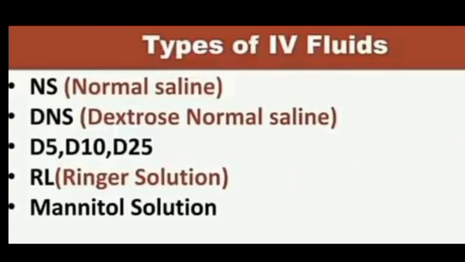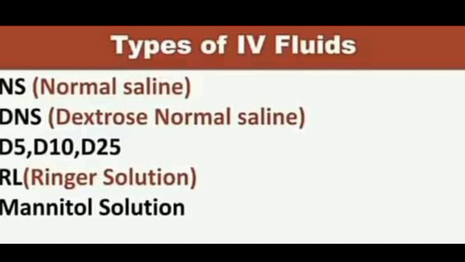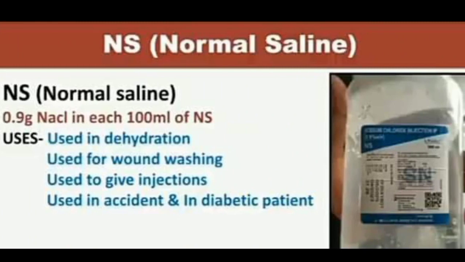Bismillahirrahmanirrahim. Today our topic is to discuss the different types of the IV fluids. So let's start the topic. Different types of the IV fluids are the normal saline, dextrose normal saline, which have D5, D10 and D25, Ringer solution and mannitol solution. The first one is normal saline.